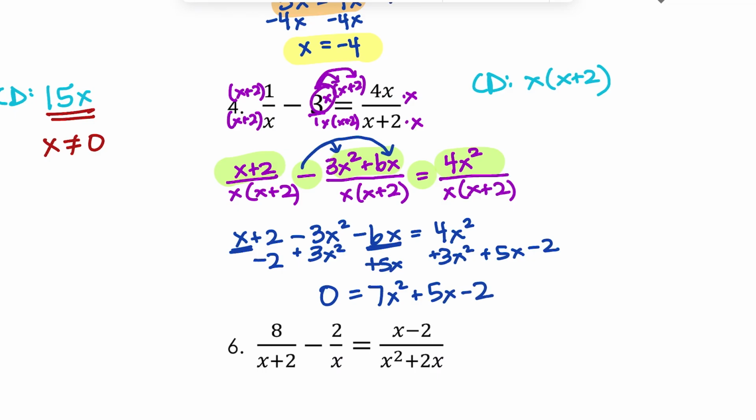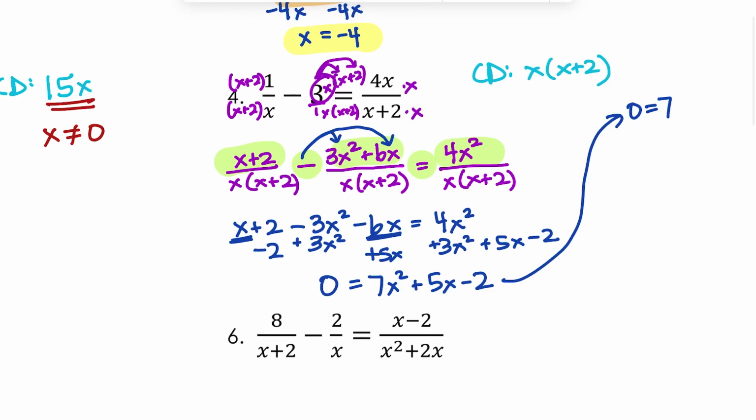And this one we do want to factor and see what comes up. So I'm just going to rewrite up here. 0 equals 7x squared plus 5x minus 2. And this is the AC method of factoring. So I want to say what multiplies to 14 and adds to 5. Sorry, what multiplies to negative 14 and adds to 5. So it's going to be a positive 7 and a negative 2.